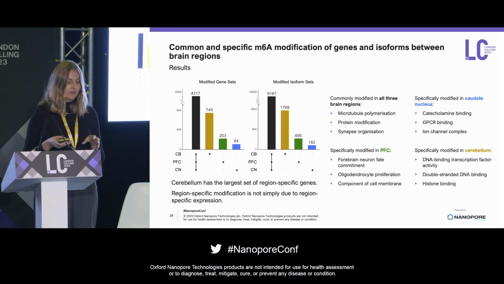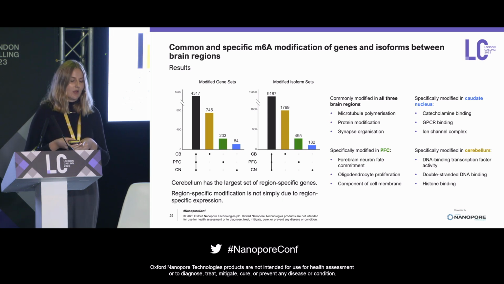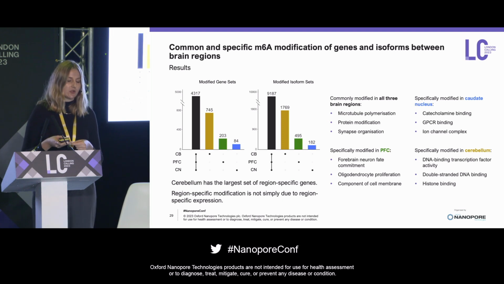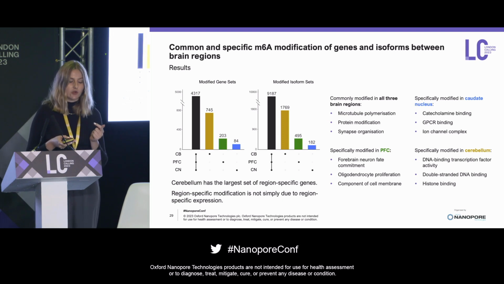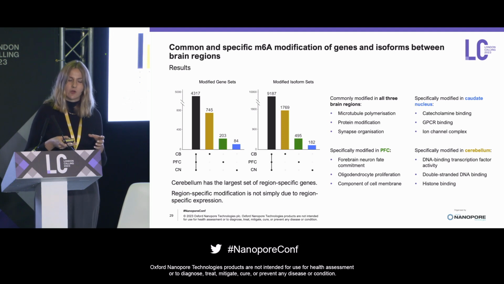We took the genes from this analysis and used them in a gene ontology analysis. We found that the commonly modified genes were showing association with microtubule polymerization, protein modification, and synapse organization. Those modified specifically in either caudate nucleus or the PFC showed more neuronal-like terms and neuronal signaling terms, whereas the cerebellum had the most distinct profile here with terms more related to DNA binding.